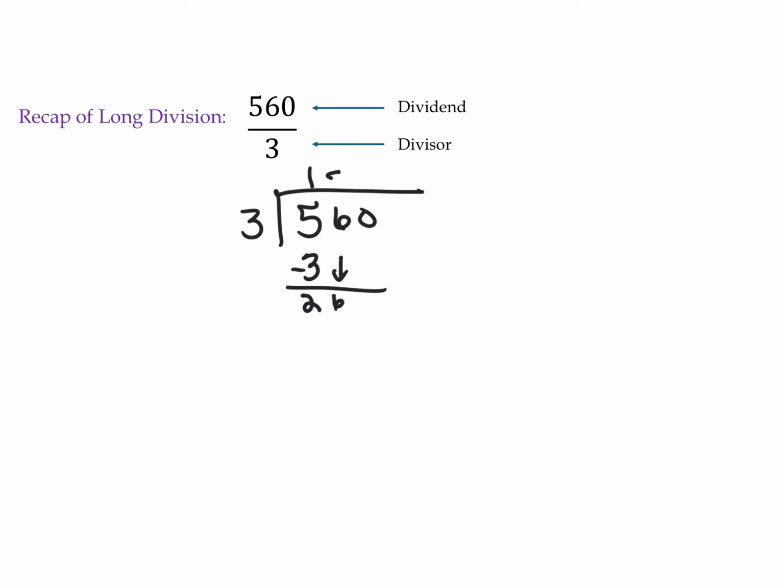3 goes into 26 8 times. Multiply, subtract, bring down the 0. 3 goes into 20 6 times. Subtract, and we have a remainder of 2. Now we are going to write the remainder as a fraction, and that fraction is going to be the remainder, which is in this case 2, divided by the divisor, which is 3.